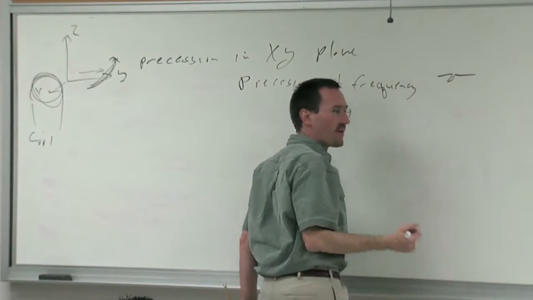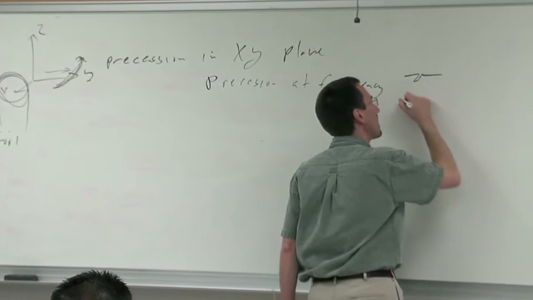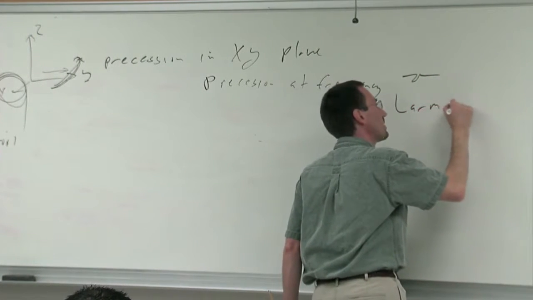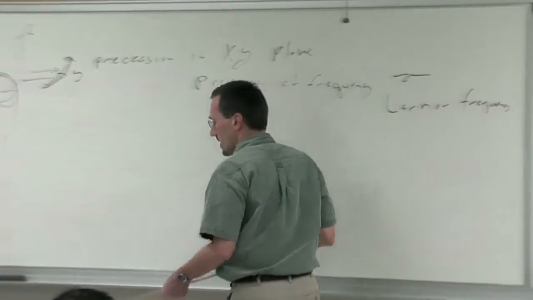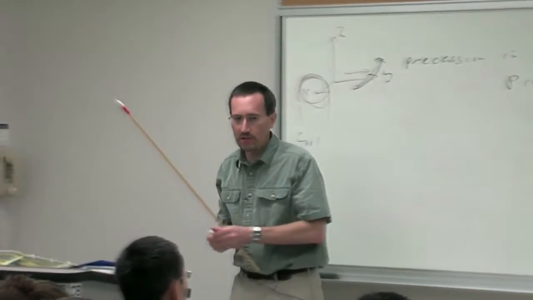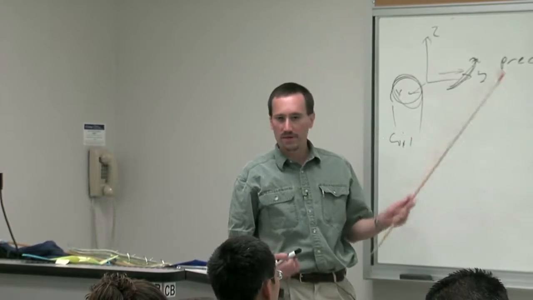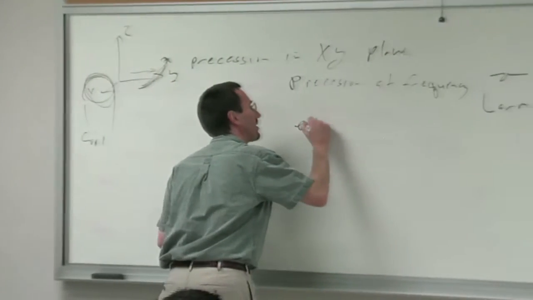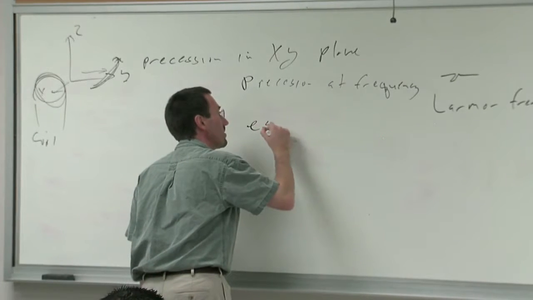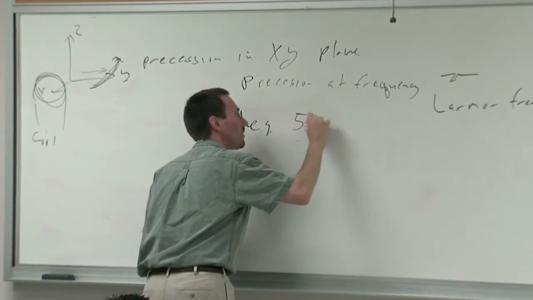So like at 500 megahertz. Sometimes it's called the Larmor frequency. So for example, at 500 megahertz for a 117,500 Gauss magnet.